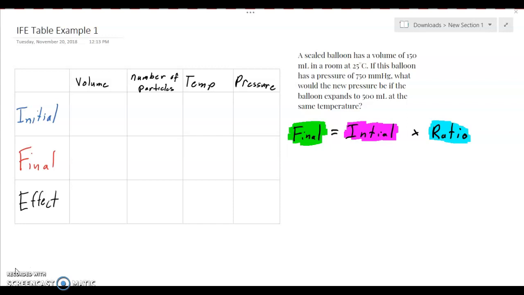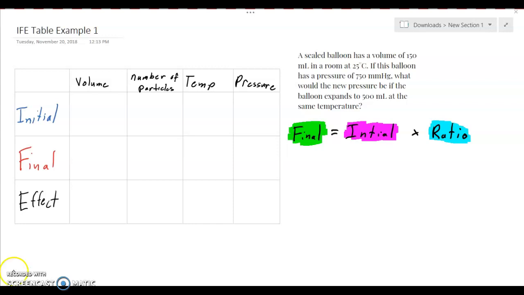IFE stands for initial, final, effect, and as you can see, the four variables that we know are listed at the top. They are volume, number of particles, temp, and pressure. Similarly to our lab, two of these variables will be held constant and will be eliminated from our calculations. Something I want to highlight is the equation here. Final equals initial times the ratio, which we'll need to use to solve this problem.